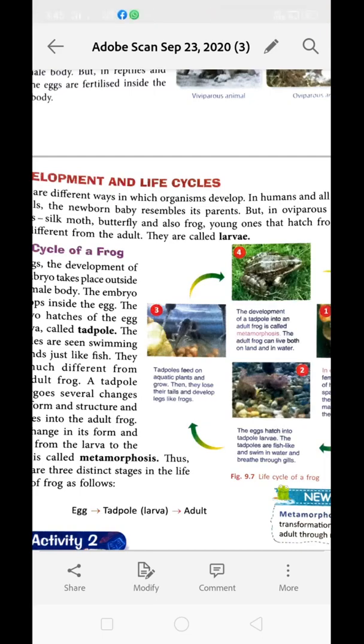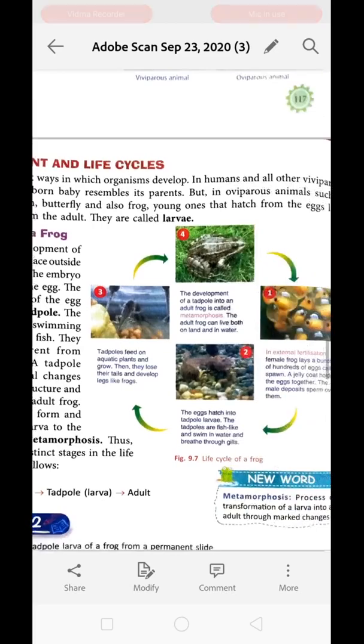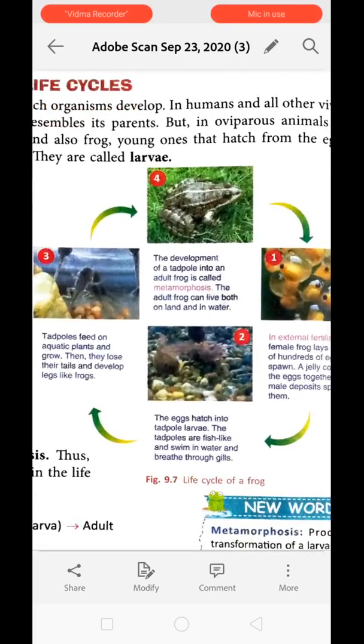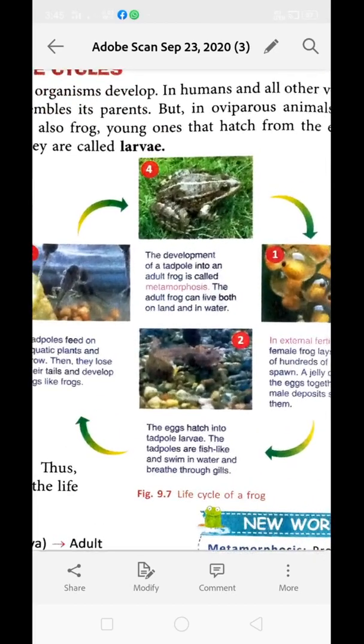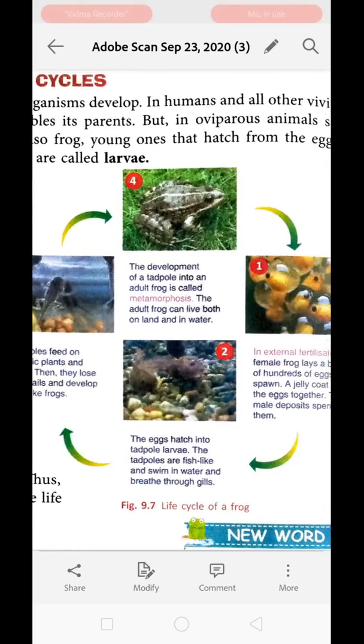Clear? Now, we are going to study the life cycle of a frog. You can see several stages of the life cycle in this diagram. The first one is the adult frog. In frogs, the development of the embryo takes place outside the female body. It is not taking place inside the female body, and the fertilization is also external. The embryo develops inside the egg. The egg hatches and the tadpole larva comes out from it.